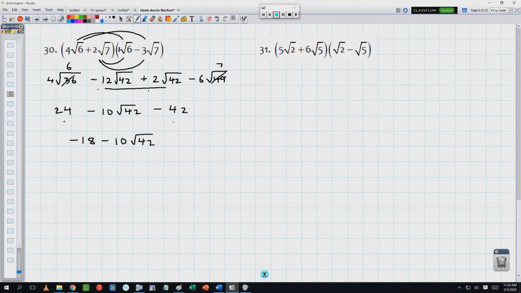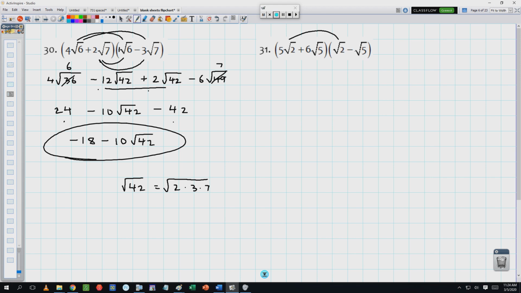Always check the radical to make sure you can't reduce it. The square root of 42 can't reduce. There's just not enough material. A 42 is a 2, a 3, and a 7. There's no pairs. So this is your final answer.